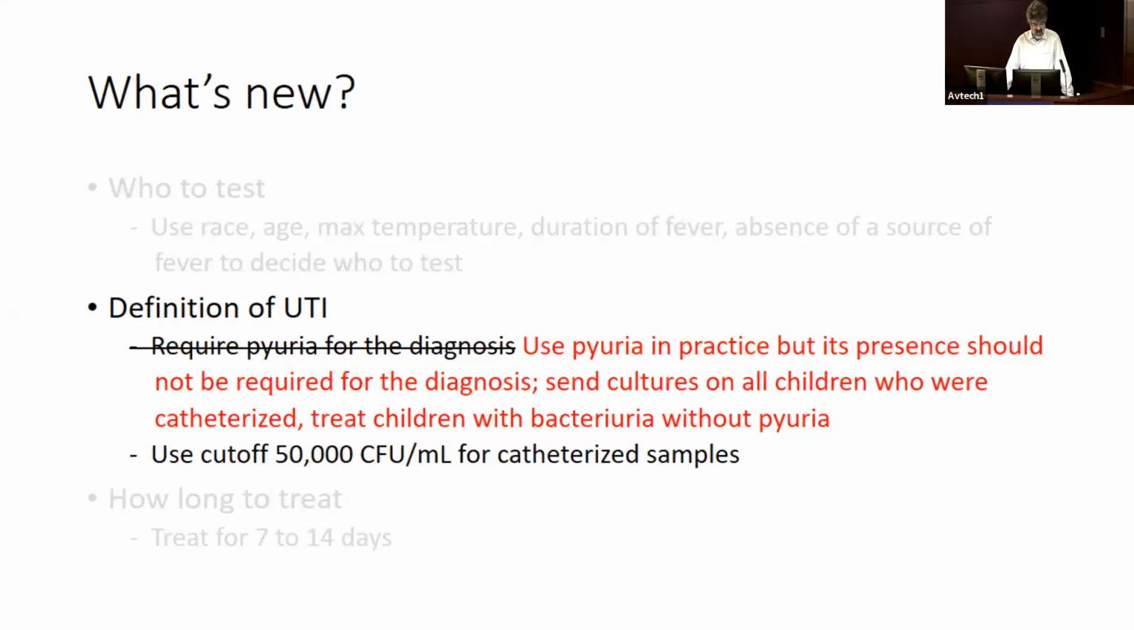And the third thing is, most of the children with bacteriuria without pyuria, like we saw, have a UTI just based on the numbers of children and the performance of the test. So I think we should be treating these children. I don't think we're going to be causing antibiotic overuse by appropriately treating children with UTI.